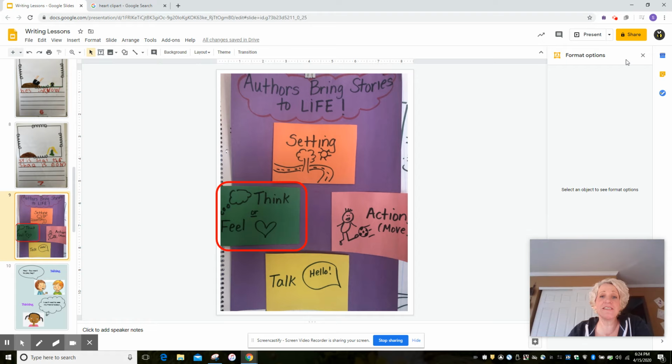Hey, first grade writers. It is time for our second writing lesson this week, and I am excited to talk to you about how to bring our stories to life even more. So, we've talked about doing that with our setting by adding more details, and we got to talk last time about how to bring our story to life with action or movement, and then talking, when we got to see Cooper's story about jumping in the leaf piles. So today we're going to talk about how to bring our story to life with thinking or feeling, okay?